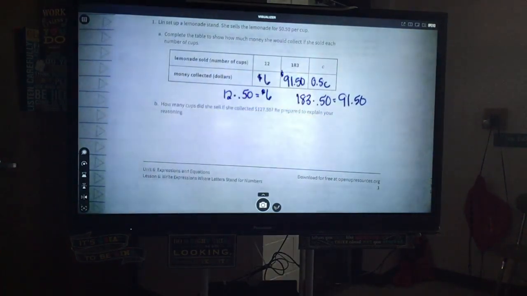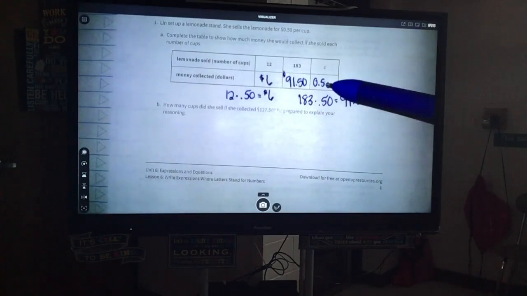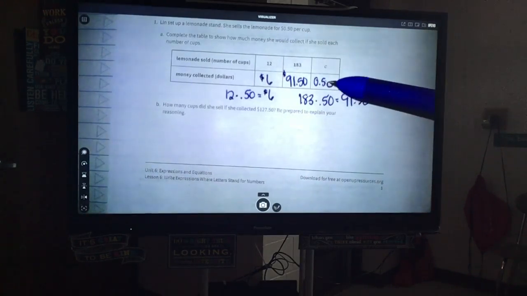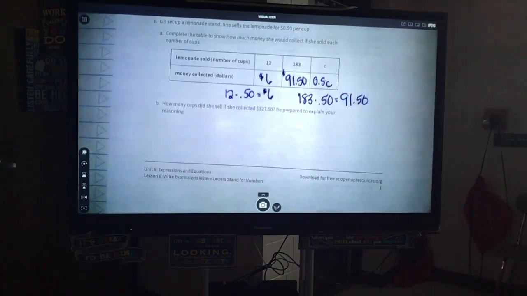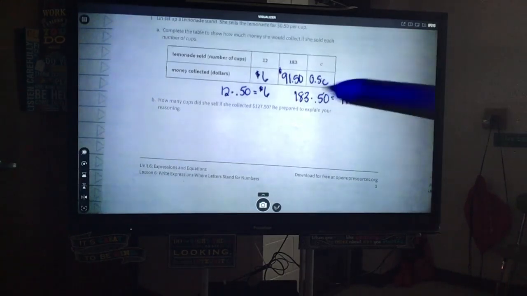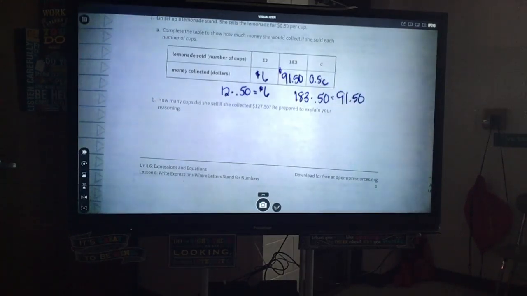All right, B says, how many cups did she sell if she collected $127.50? You're prepared to explain your reasoning. So now we know how much money she made, we have to figure out how many cups she sold. So, can we use the same thing? Why not, Aiden? We already know how much she made. This is the expression to find out how much money she made.